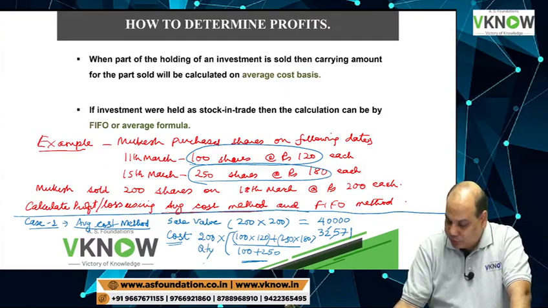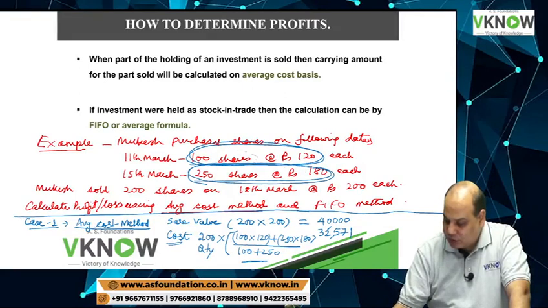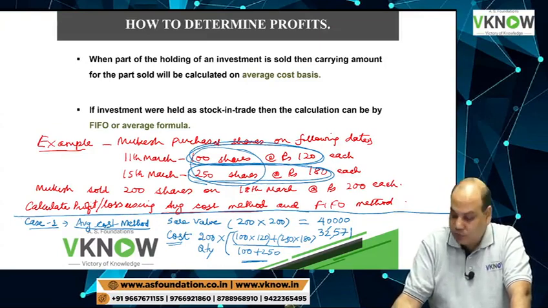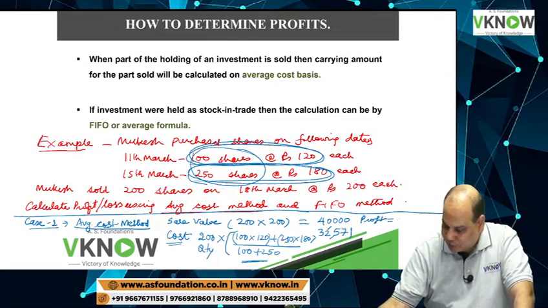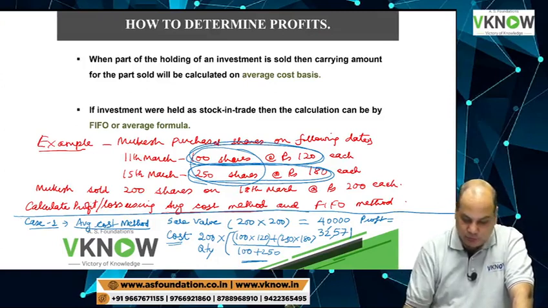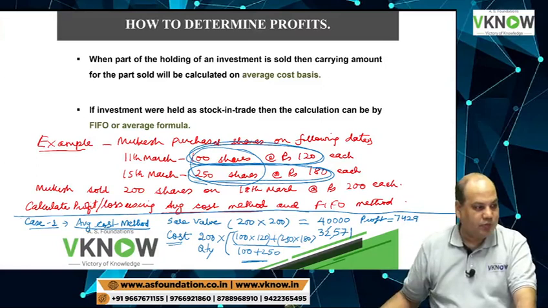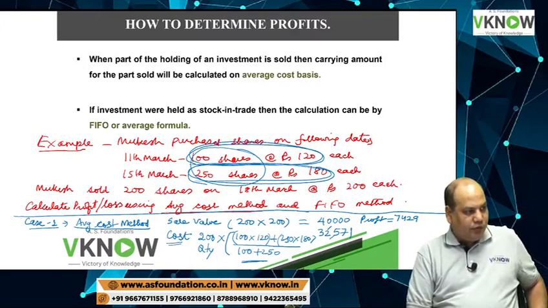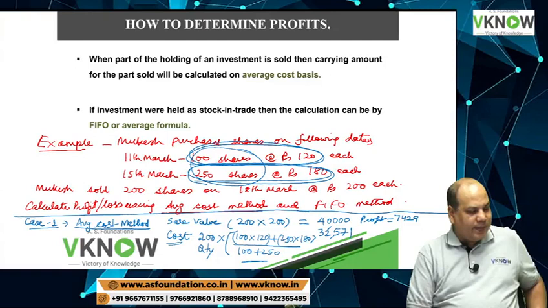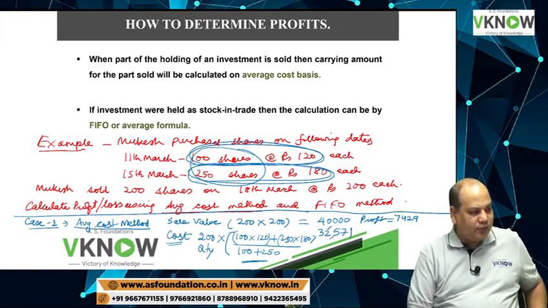200 quantity sold, and the average cost will be total amount paid divided by total quantity. 32,571 is the answer. So the profit is 40,000 minus 32,571, which is 7,429, or 7,430 you can write. This is called average cost method. A 1 or 2 rupee difference is okay.